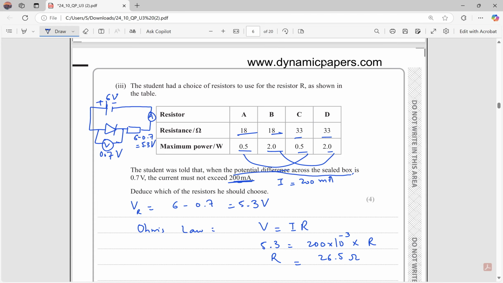Now don't worry if you get this answer and then you're like, oh, but that's none of the allowed resistances. It's fine, because the resistances given are the maximum resistance allowed for a certain resistor. So for example, 26.5 is greater than 18, so it's definitely not option A or B, because the resistance of the resistor is 26.5, approximately 27. So we are left with C or D.